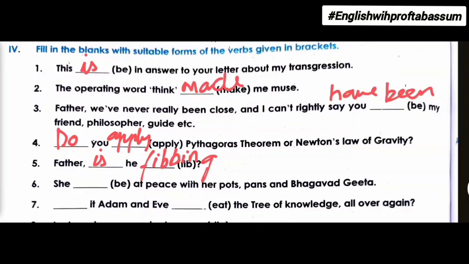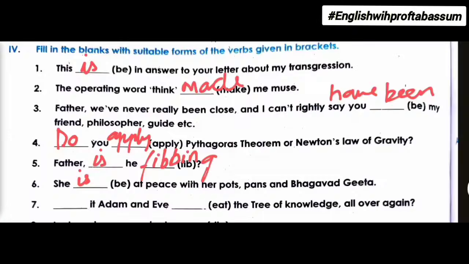Sixth one, she dash at peace with her pots, pans and Bhagavad Gita. So the rule here is that to describe a present condition or state, we use is, am or are. So the tense is simple present tense and the subject she is singular, so we use is. So the answer is she is at peace with her pots, pans and Bhagavad Gita.